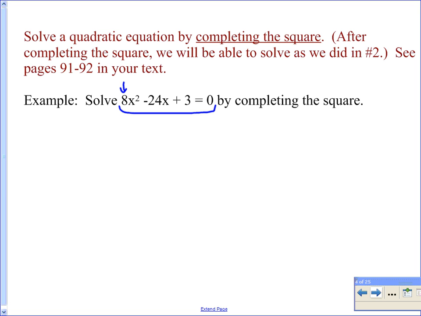So there are a couple of things to do. First of all, I want to get the quadratic and the linear term together on one side and move the other term over.